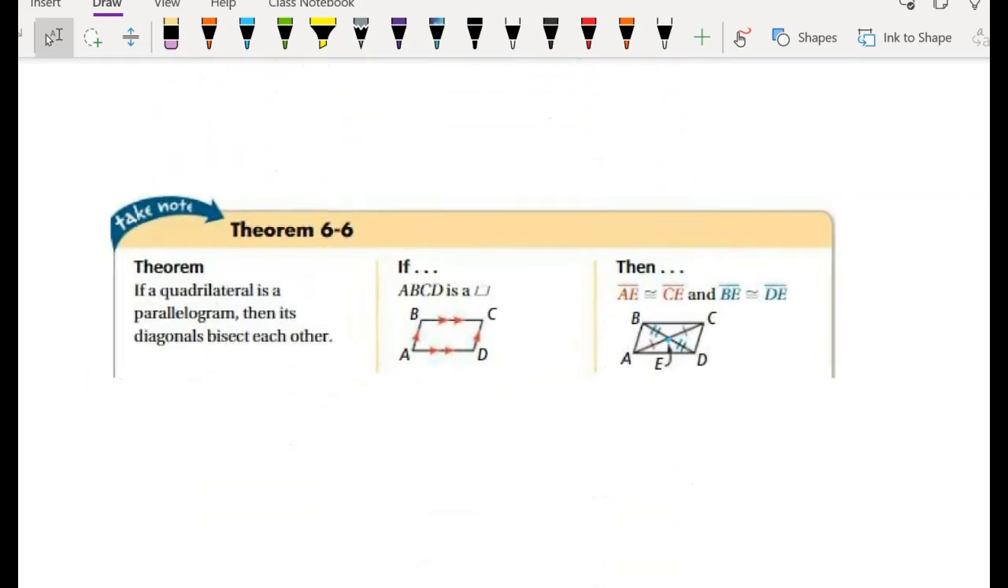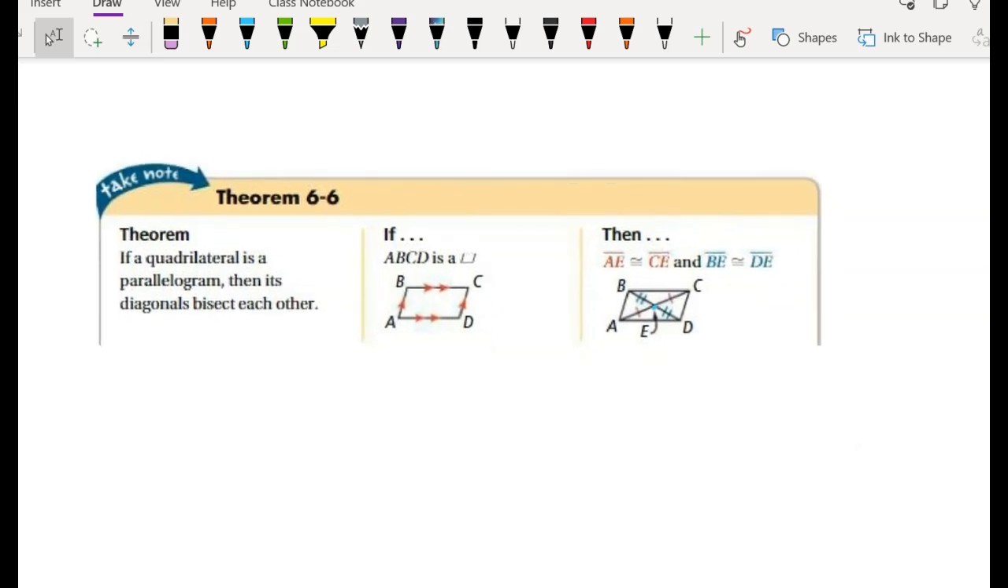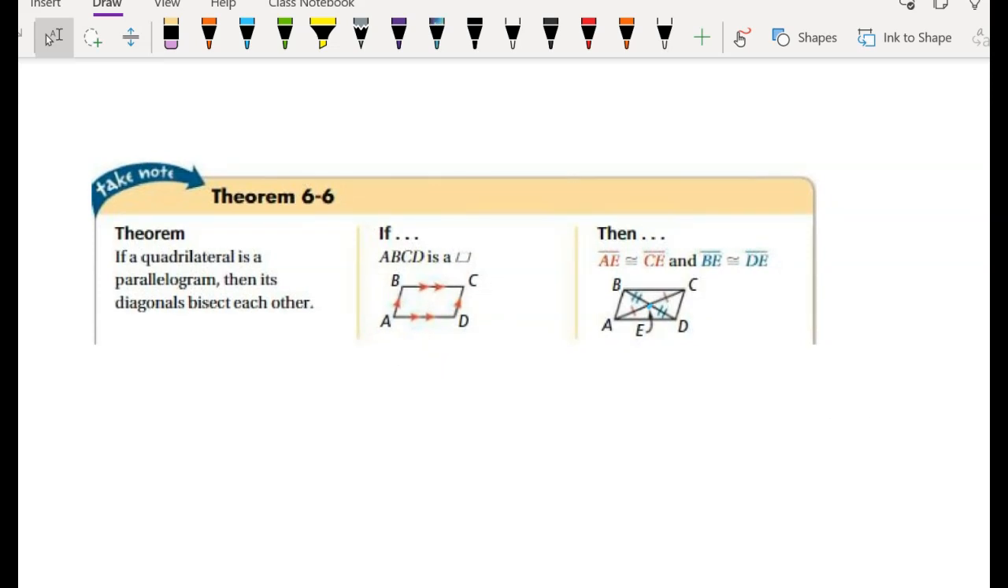Okay, so now let's take a look at this one. If a quadrilateral is a parallelogram, then its diagonals bisect each other. Notice that E is this point right here in the center where they both cross. So AE is congruent to CE, and BE is congruent to DE.